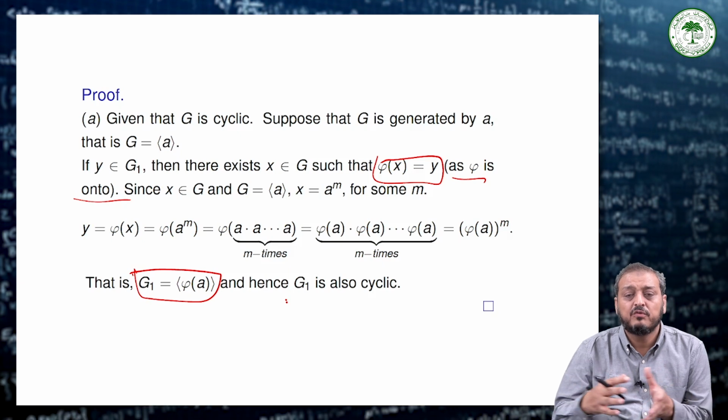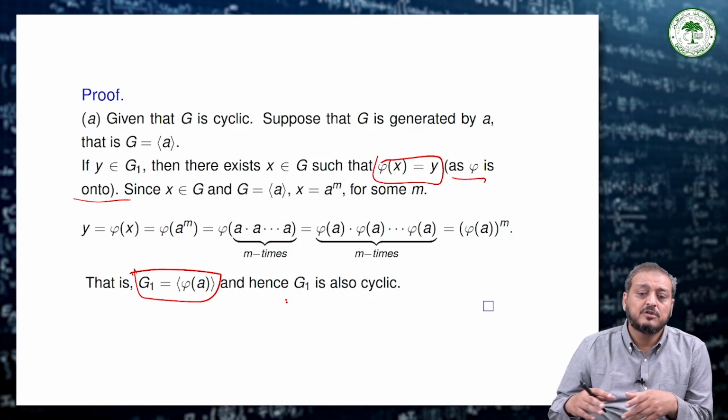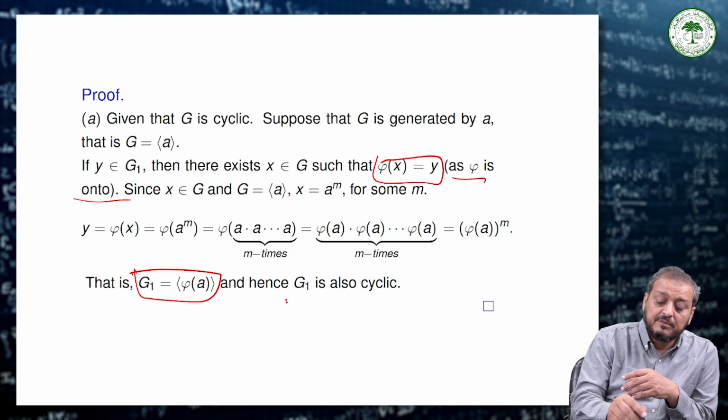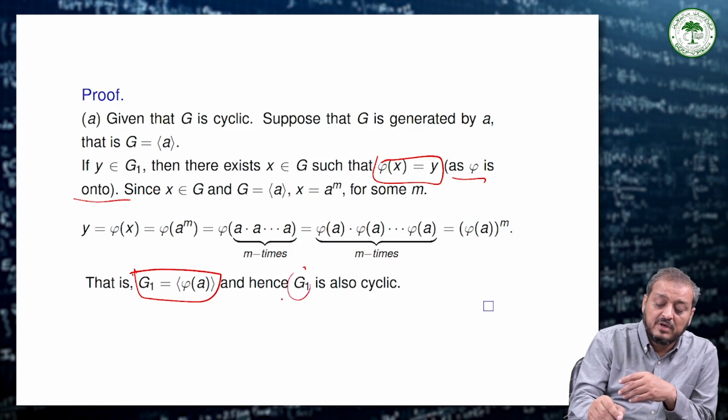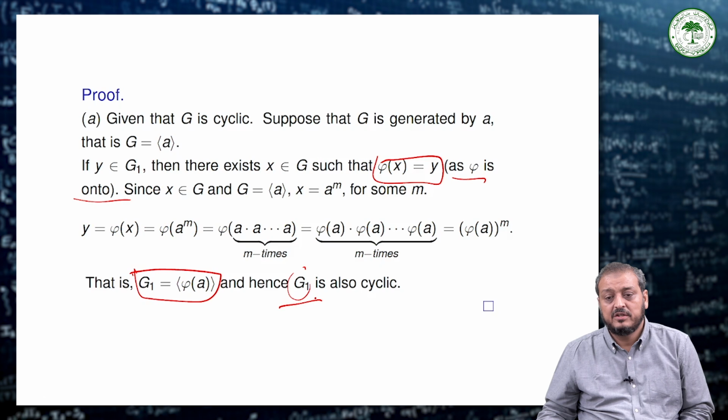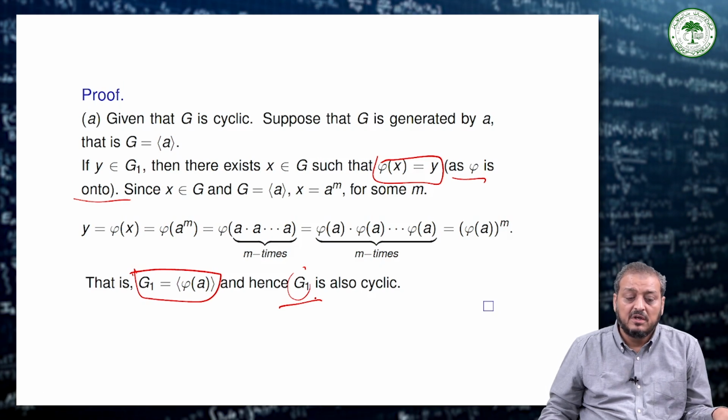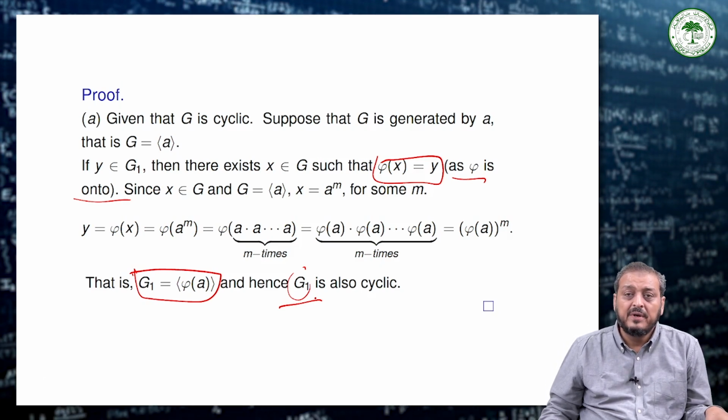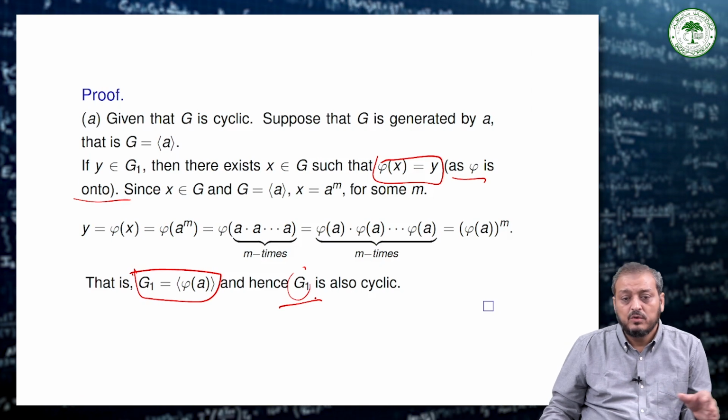This means every element of G can be written as some power of phi of a, and that means we can say that G1 is clearly cyclic. So the first proof is completed, and now we move to the next one.